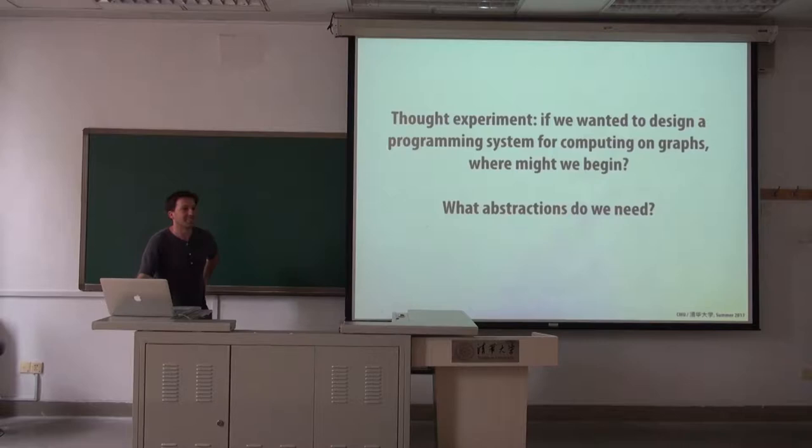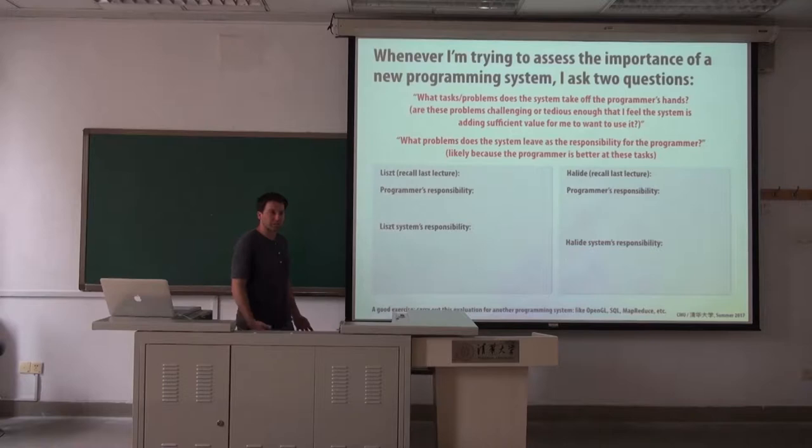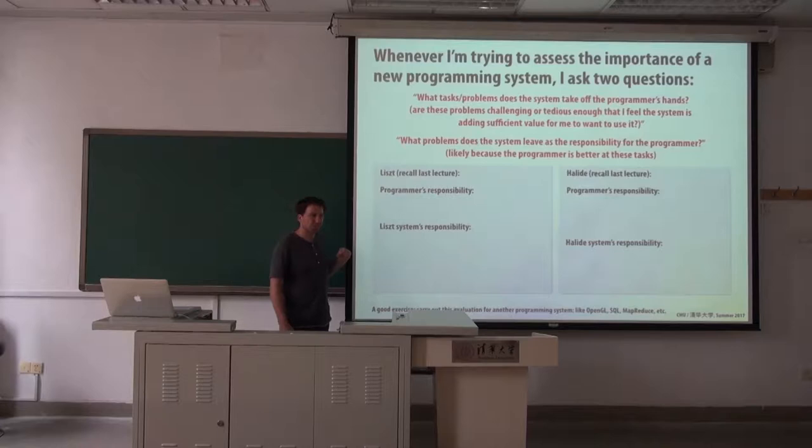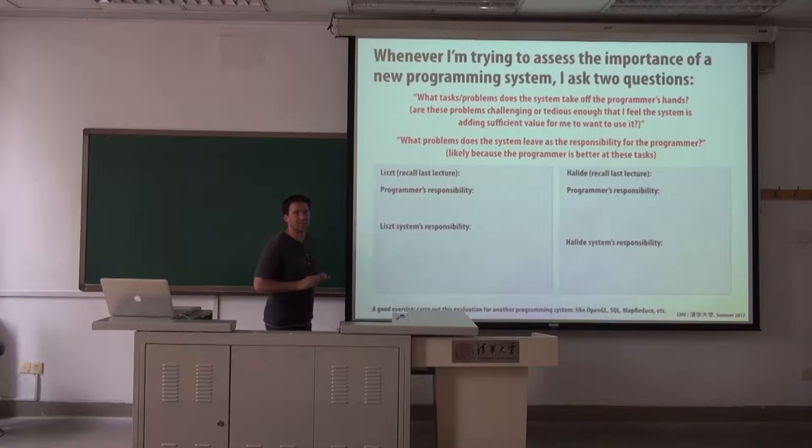Okay, so whenever I'm trying to design, actually, most of my research is on the design of some of these domain-specific systems. Like if you look at Yang's research, he's designing domain-specific systems for rendering. And the way to think about it is, well, if I have a problem, what part of the problem does the programmer have to do? And what part of the problem does the system give the programmer for free? What does it help you with? So let's see if we can figure this out for the two systems we talked about last time.